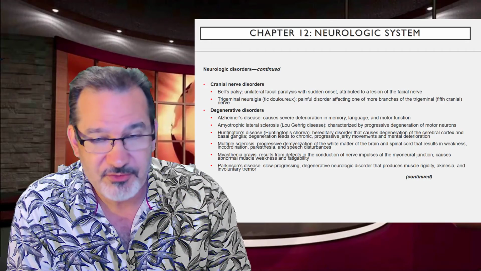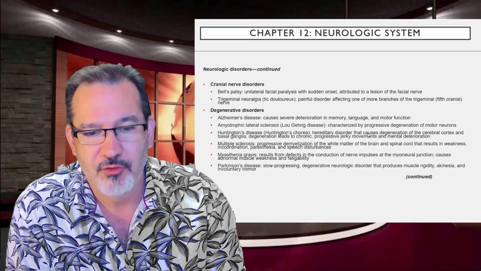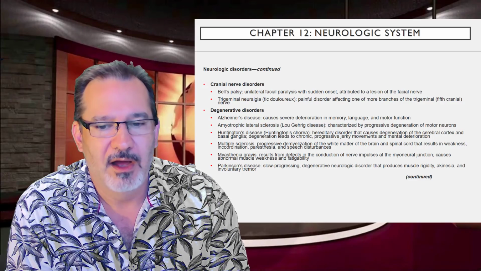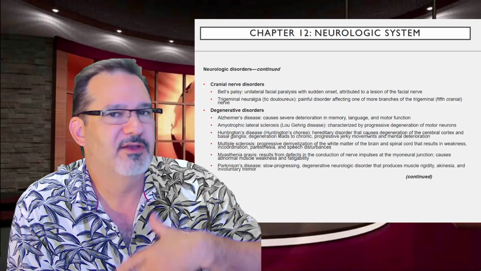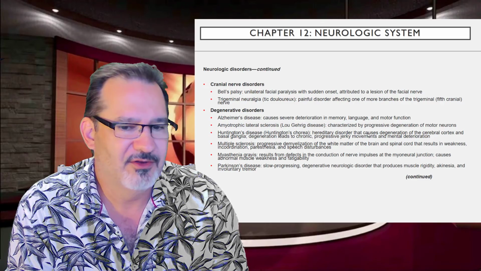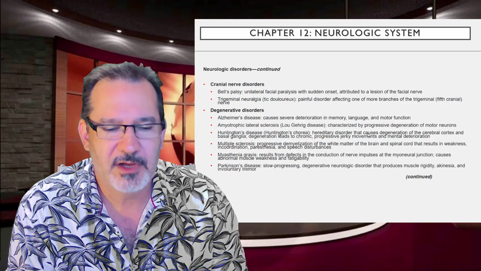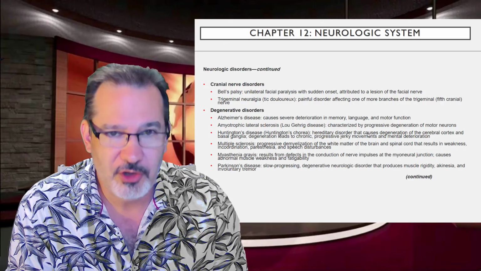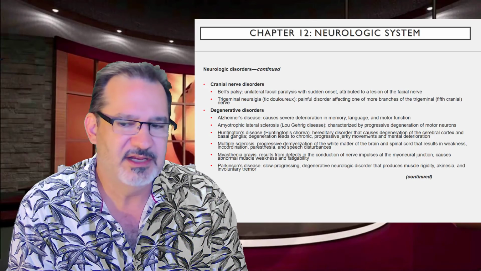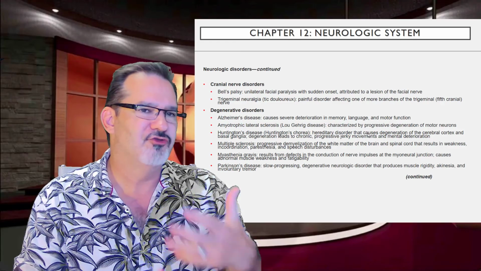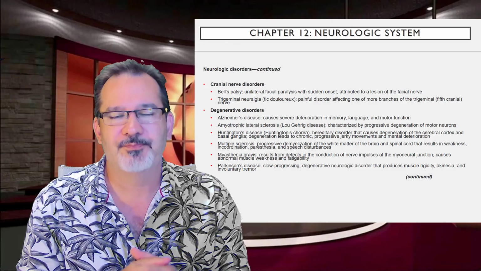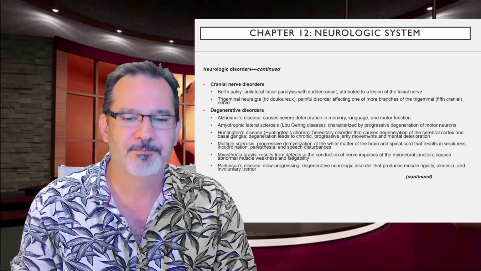Multiple sclerosis, very common diagnosis, progressive demyelination of the white matter of the brain results in weakness, malcoordination, paresthesias, speech disturbances. Okay. Parkinson's disease, slow progressing, degenerative disorder that affects muscle rigidity. You can have involuntary tremors and involuntary speech patterns with Parkinson's disease.